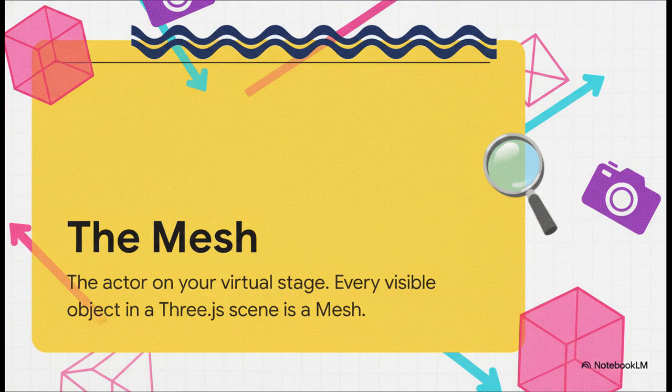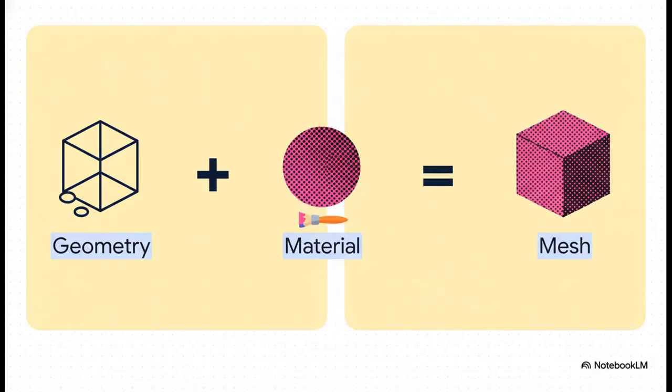Now we need the actors. In the world of Three.js, any visible object, whether it's a character, a car, or just a simple cube, is called a mesh. And every single mesh is made from two essential ingredients. First up, you've got the geometry. This is the skeleton, the raw shape of the thing. It's the blueprint that says, hey, this is a sphere, or this is a complex car model.